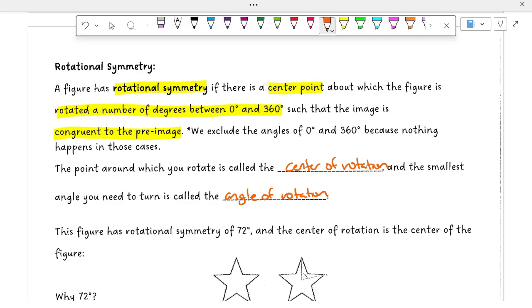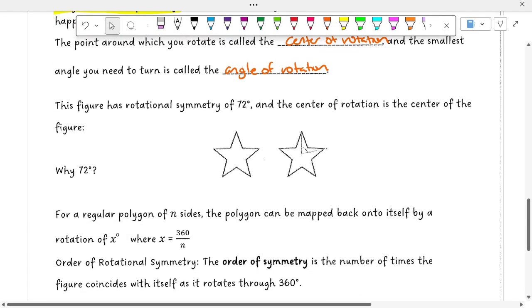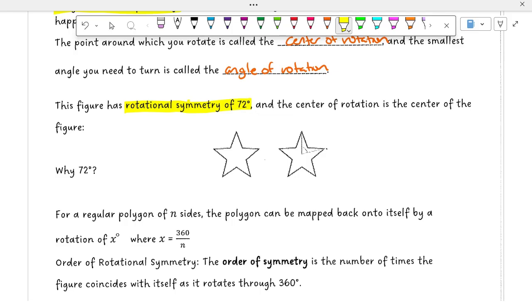Now, let's look at an example here. They said that this figure, this star, has a rotational symmetry of 72 degrees. So if I rotate it in increments of 72 degrees, this star will look exactly as you see it. The orientation won't change, and the shape itself won't move. Why do you think it would be 72 degrees?